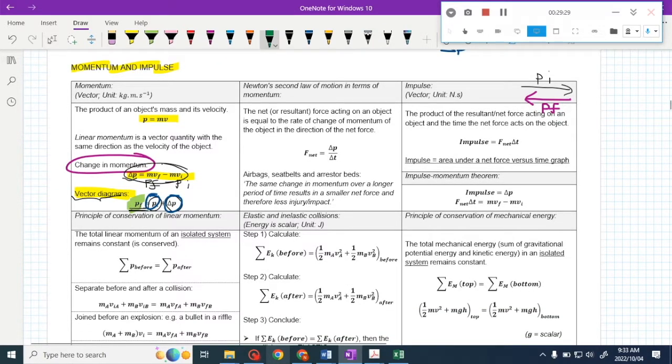All right, next we have Newton's second law of motion in terms of momentum. It's an important law. I gave this to you guys already. I said if you have airbags, seat belts, rester beds, okay, that is what we use for trucks.